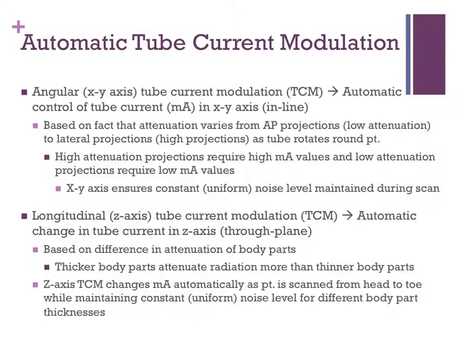Longitudinal, also known as Z-axis, tube current modulation is the automatic change in tube current in the Z-axis, or the through plane. And this is based on the difference in attenuation of the body parts. So, for example, the thicker body parts like the abdomen and pelvis will attenuate the radiation more than the thinner body parts like the head, neck, and chest regions. The Z-axis tube current modulation changes the mA automatically as the patient is scanned from head to toe while maintaining a constant noise level for the different body part thicknesses.